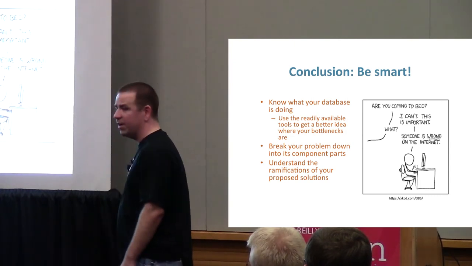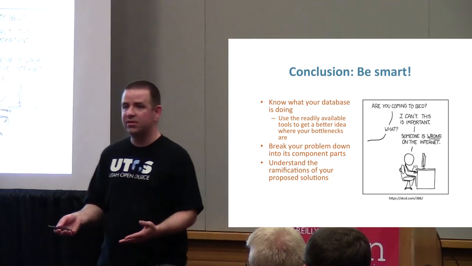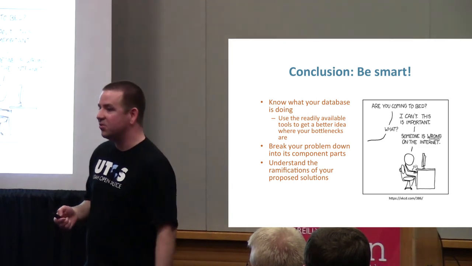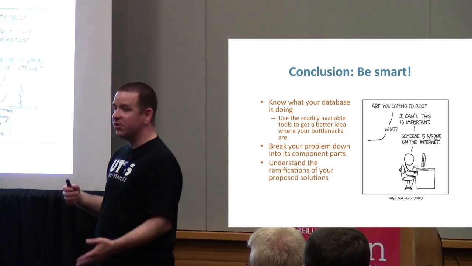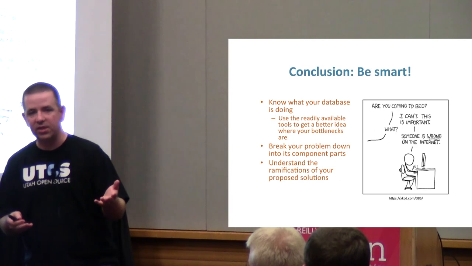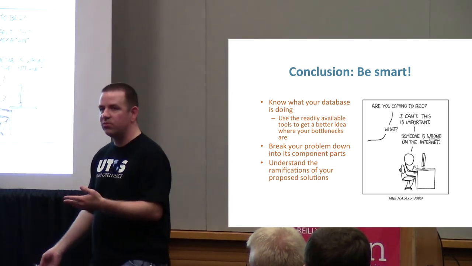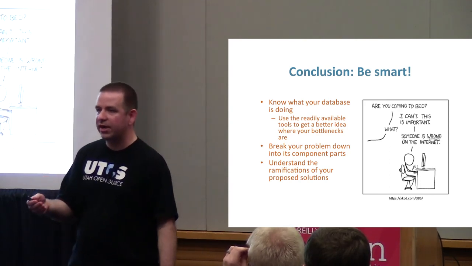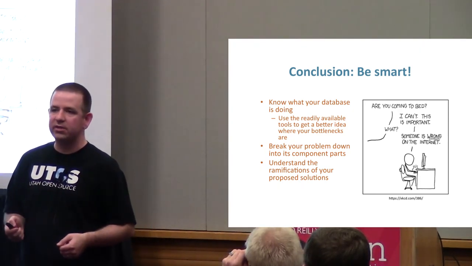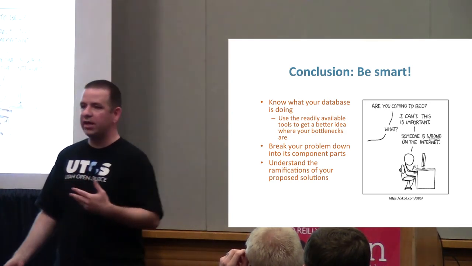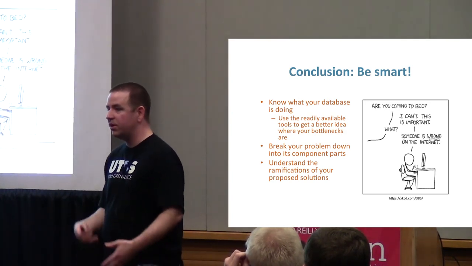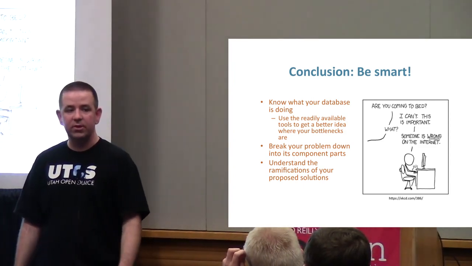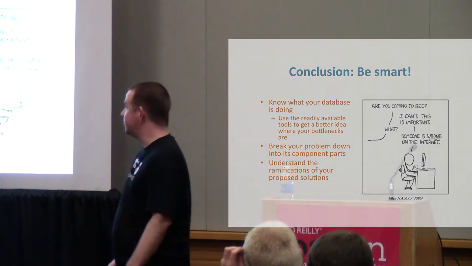And understand the ramifications. When you want to solve something, it may sound great in your head, but when you actually implement it, it doesn't always work out so well. So you have to understand, like I said with replication, it's not just a cure-all. If you add an index, adding an index doesn't automatically make your query faster. You have to understand what's really going to happen. How is it going to change? Is the lack of an index a problem? Or isn't it? Is it something else?